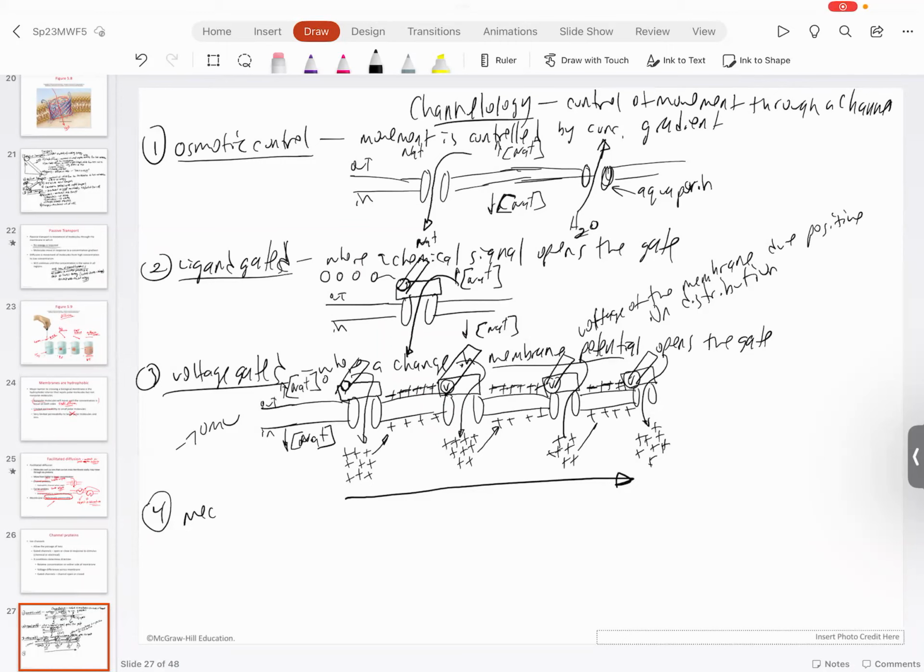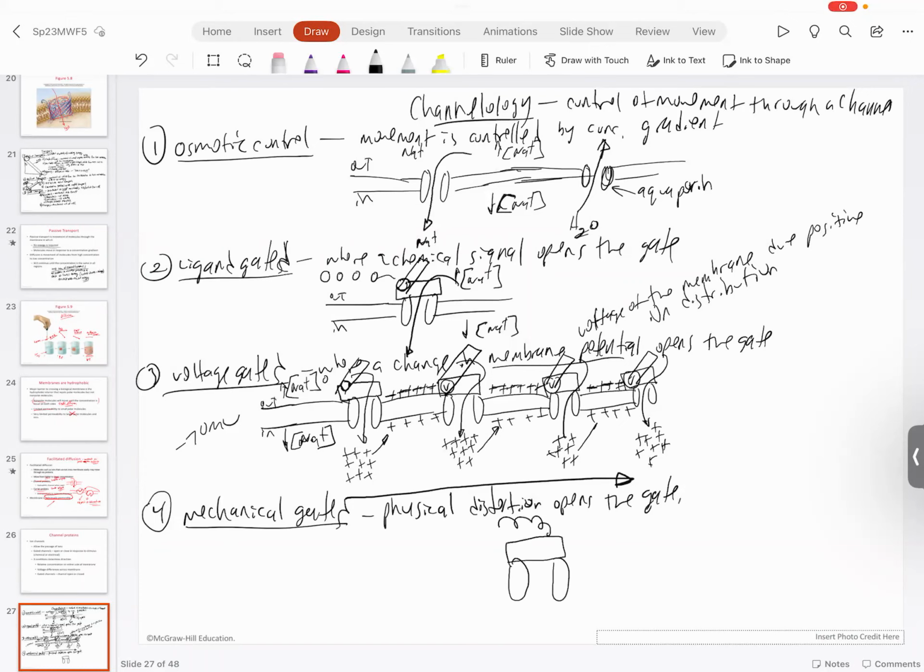Okay, what's the last one? Mechanical gated. This is where some sort of a physical distortion opens the gate. So I'm going to go ahead and draw the channel. So here's my gate.